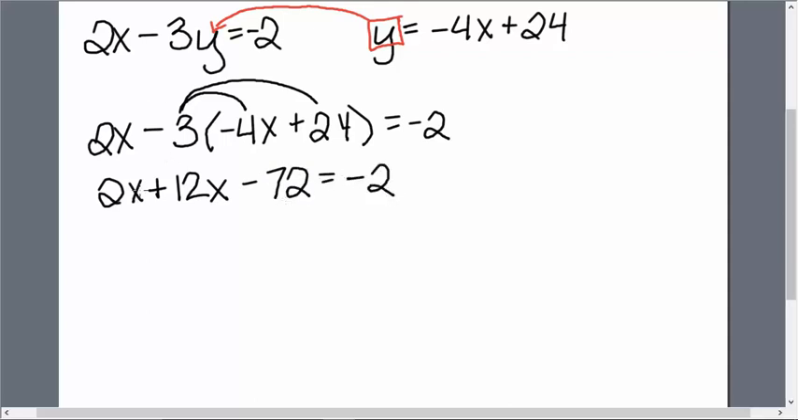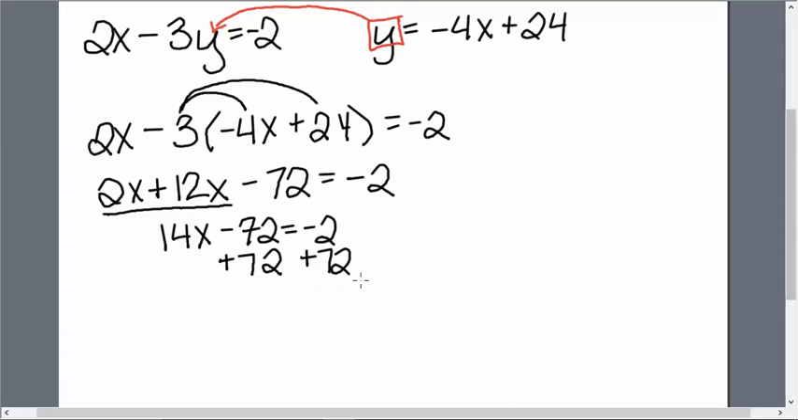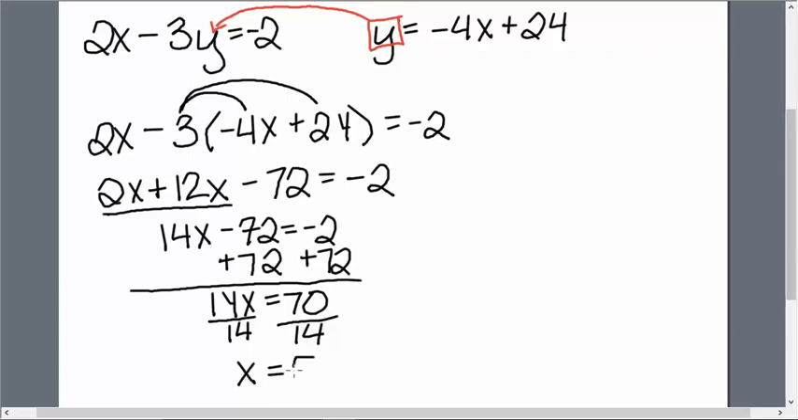Now I'm going to combine some like terms because I see that we have two x's here. So 2x plus 12x, that is 14x, minus 72 equals negative 2. So I need the x by itself. I'm going to add 72 to both sides, and I'm going to get 14x equals 70. And I still want x by itself, so I've got to divide everything by 14. And I get that x equals 5.